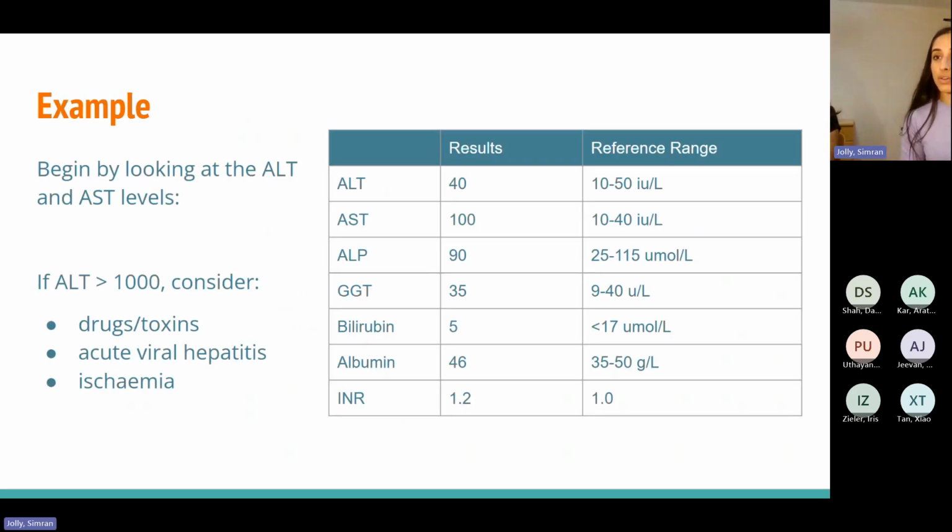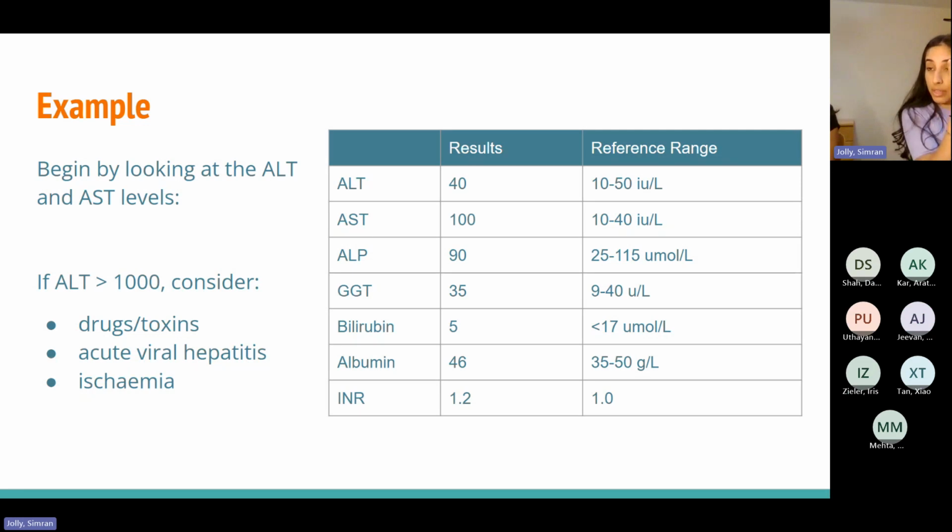So if we think about how to work through an LFT report, start off by looking at the ALT and AST levels, the aminotransferases. If the ALT or AST has risen to the 1,000s, like in the previous report, you want to consider things like drugs and toxins, so your overdoses, any acute hepatitis or ischemia, so things like Budd-Chiari, where you might have a blood clot affecting the blood flow to the liver. So those are the things to think about when you see that it's over 1,000.